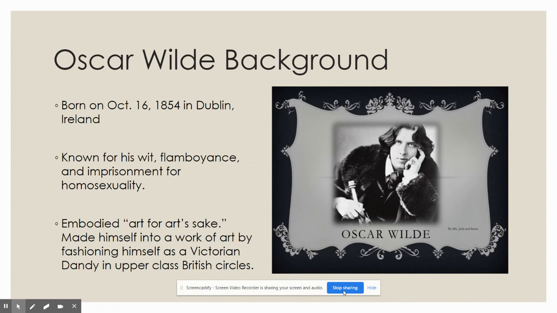All right, for Oscar Wilde, he was born in Dublin, Ireland. He's actually of Irish descent, but he embodies the concept of art for art's sake because he made himself into a work of art. He took on the personality of British Victorian upper class elite, even though he was far from that. He fashioned himself as a dandy and kind of managed to perform and talk his way into those social circles. So he really made himself into a work of art in addition to being a writer and a poet.